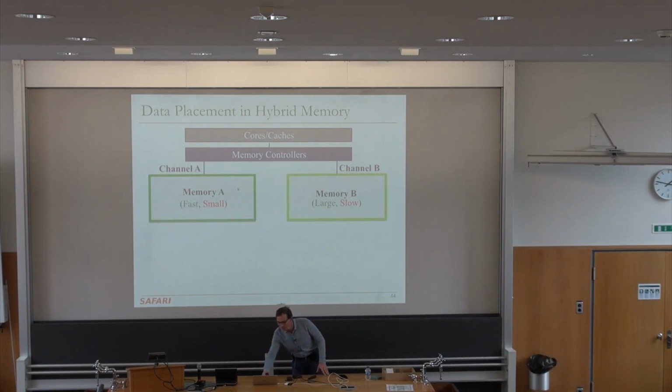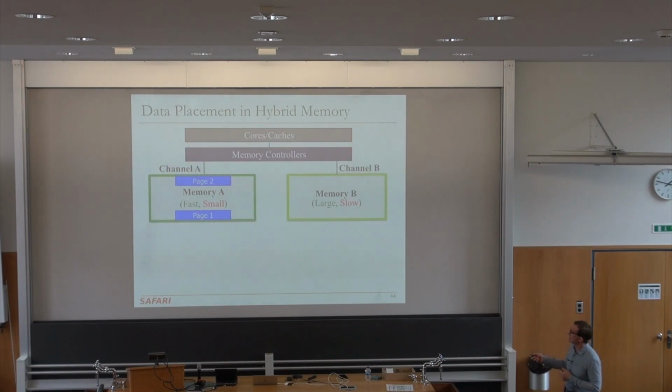It happens whenever you have hybrid memories that look like this. You have some memory, and I'm going to abstract it as fast and small right now. And you have some other memory that's large and slow, and they're at the same level. What do you place where? Right? Let's assume that you're doing page level management. You need to move the page.